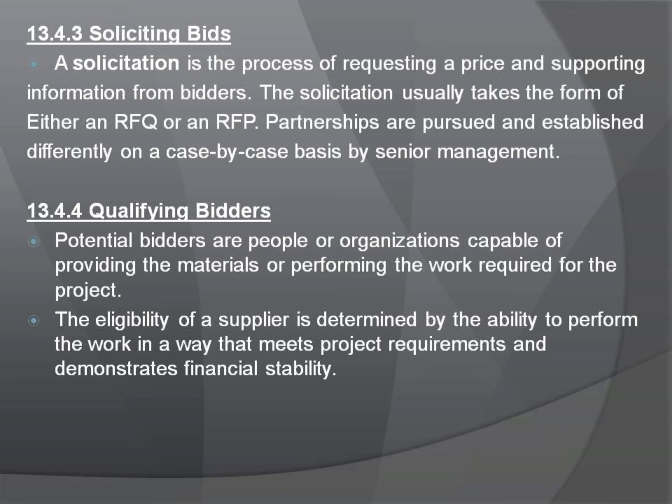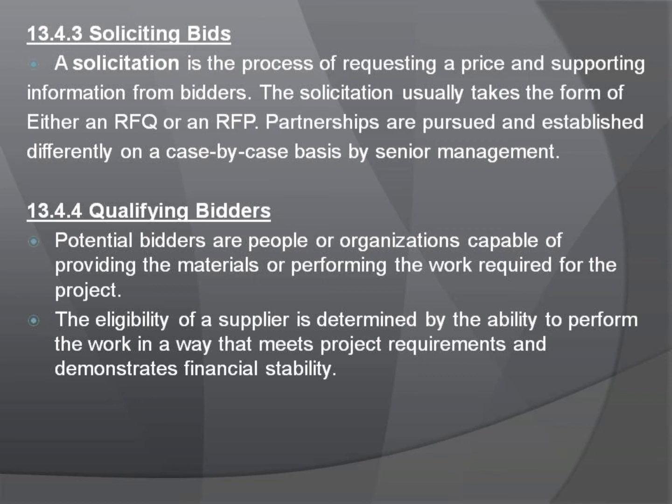On unique projects, where no supplier lists exist, the project team develops a list of potential suppliers and then qualifies them to become eligible to bid on project work. Eligible bidders are placed on the bidders list and provided with a schedule of when work on the project will be put out for bid. The eligibility of a supplier is determined by the ability to perform.